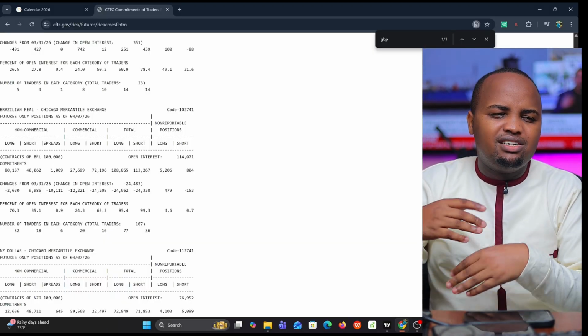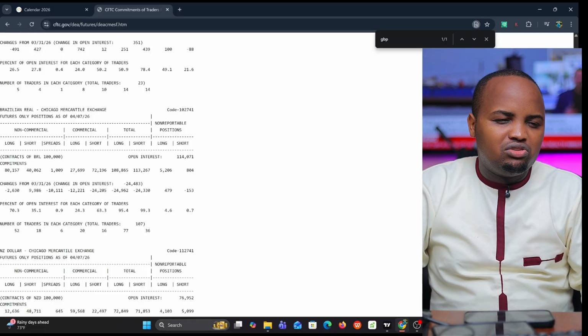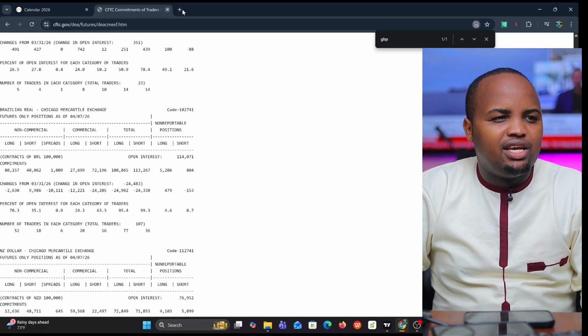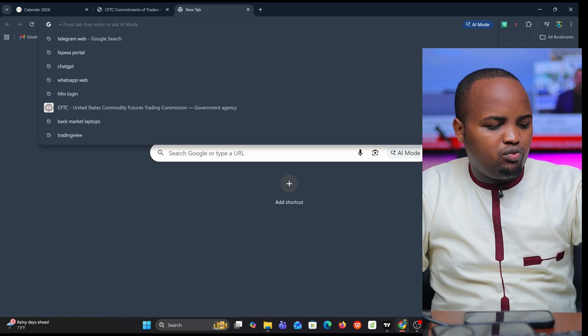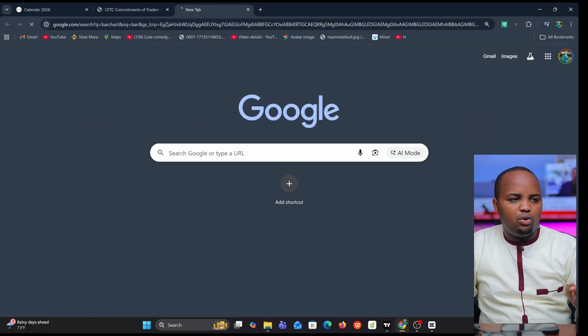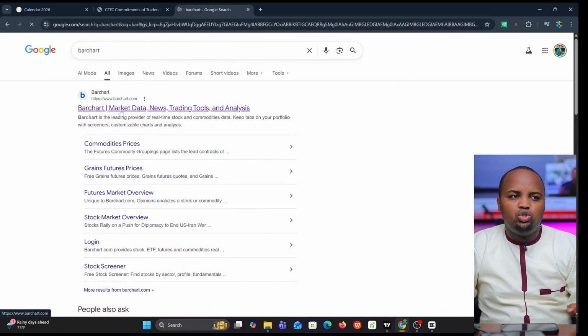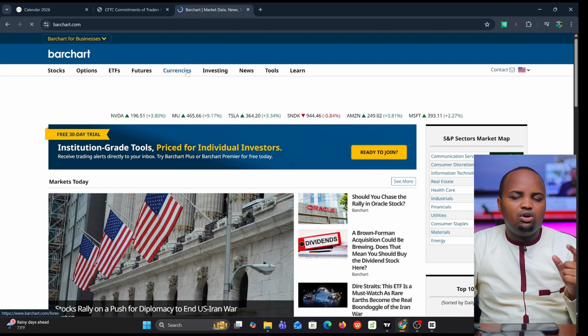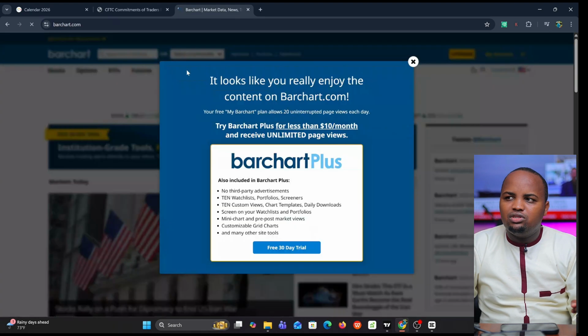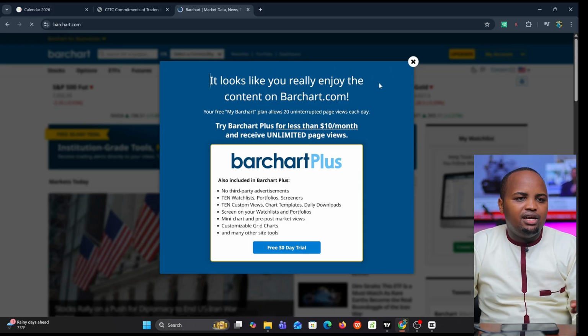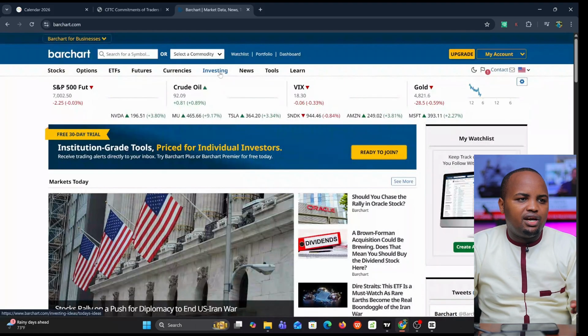Because this data is released around 3:30. After 1 hour, of course, this data you can get it on Barchart. So we're going to type here Barchart. Once you type Barchart here, you go to this website, proceed all the way to the currencies. You see where we have the currencies here. Click the currencies.